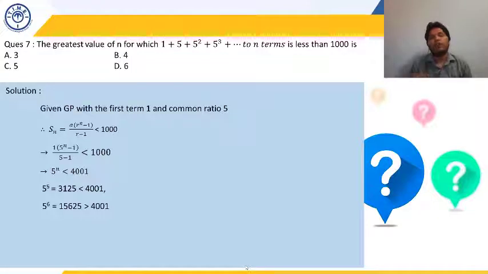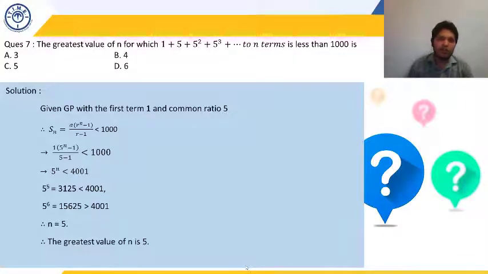So it is going to be 5 to the power 5 point something. So 5 to the power n should be less than 5 to the power 5 point something, and we can say n should be less than 5 point something. So less than 5 point something, what is the first integer value? It is 5. So answer is 5. So the greatest value of n here is 5. Answer is 5, option C.